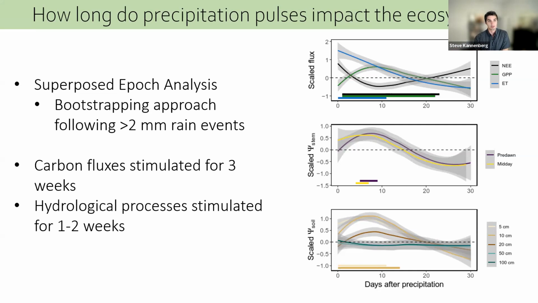What you'll see here is that even after really small pulses of precipitation, carbon fluxes were stimulated for a really long time, up to 3 weeks in the aggregate. And hydrological processes were stimulated for between 1 to 2 weeks afterwards. You can see that these two shallow layers of soil moisture remained elevated for 1.5 to 2 weeks following the rain event, and stem water potential was elevated for around 5 to 6 days.